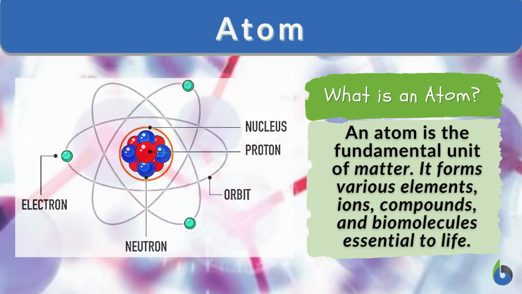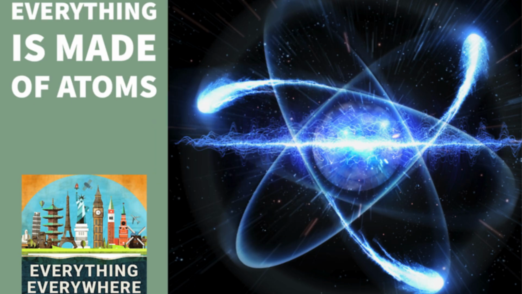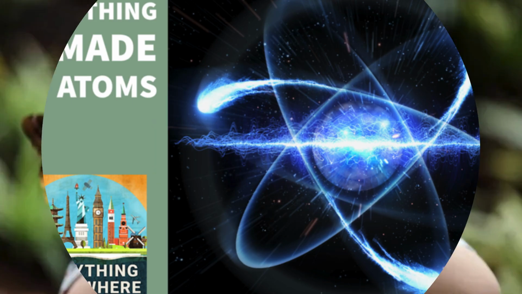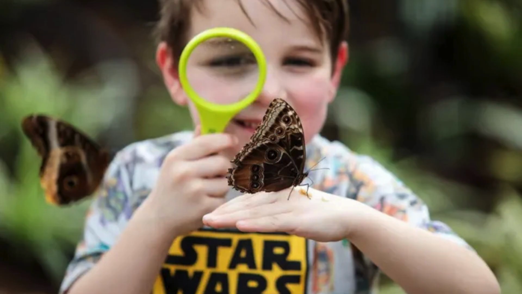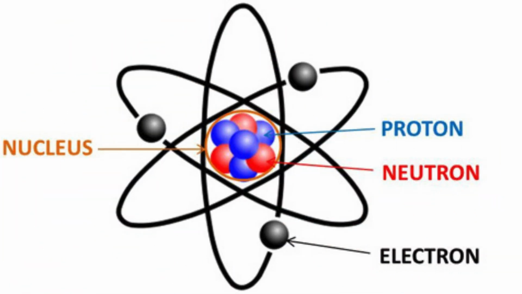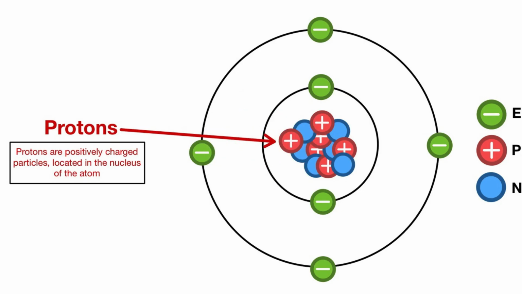Structure of an atom. An atom is the smallest unit of matter that retains the properties of an element. Everything around us is made up of atoms. Atoms are extremely tiny, so small that they cannot be seen with the naked eye. Despite their size, atoms have an internal structure with three main parts called subatomic particles.